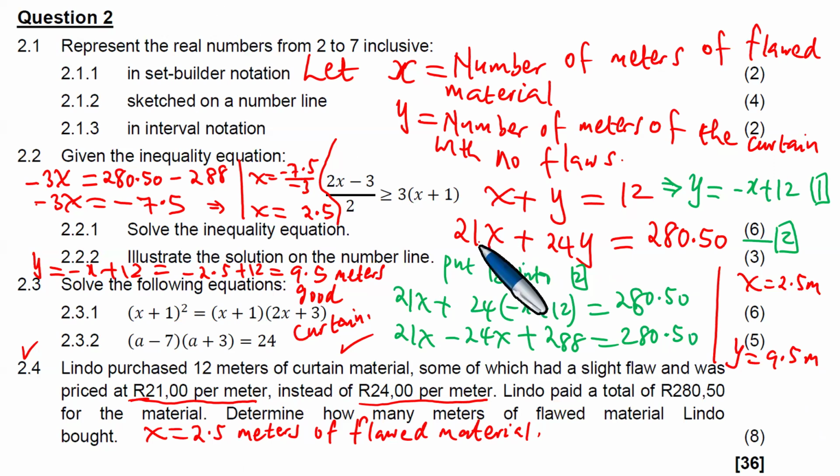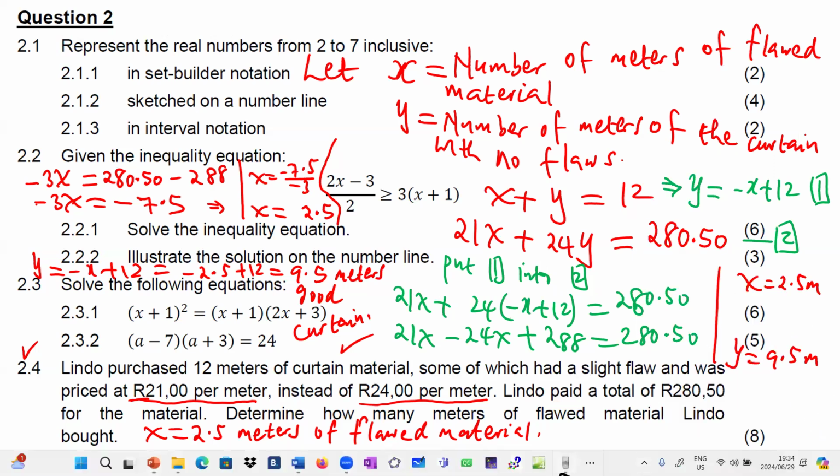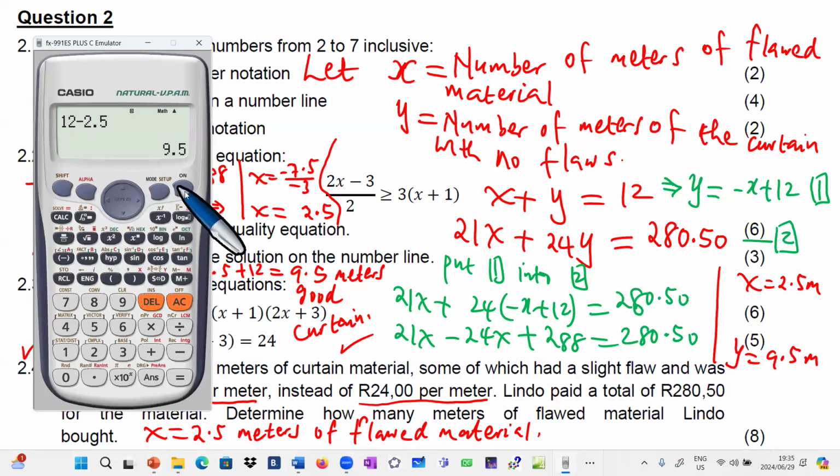So we're going to test with the calculator to be 100% sure that we're getting the correct answers. So it's X plus Y. What is X? It's 2.5. Plus 9.5. And this is actually equal to 12. And X plus Y must be 12. So this equation is satisfied. This equation holds. It's true.